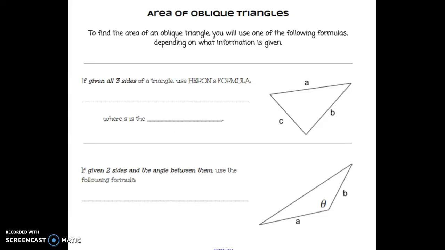Okay, in this tutorial we're going to talk about finding the area of oblique triangles. And we know that the word oblique basically means that it's a non-right triangle. Typically, when we're talking about finding the area of a triangle, what makes it a little bit challenging is we need a base and a height, right? The formula that we're more familiar with is 1/2 base times height.